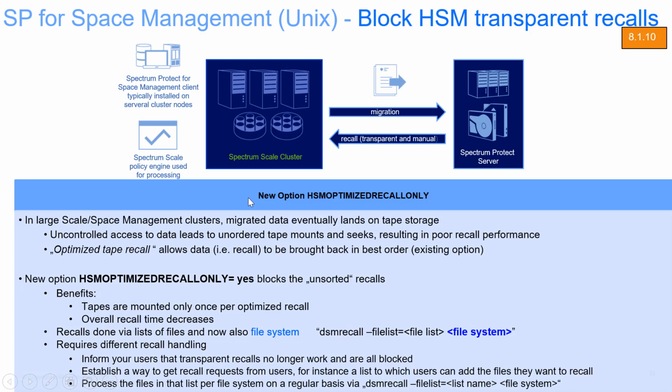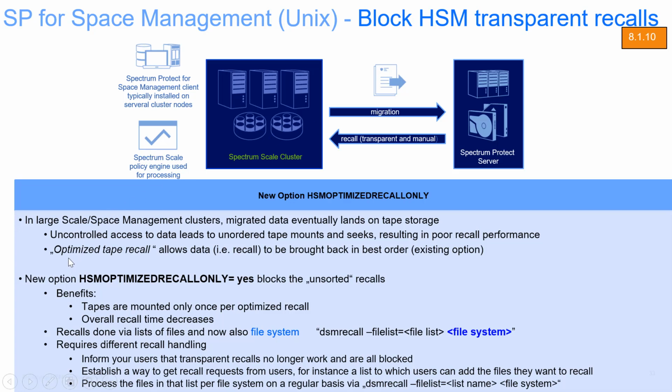In Spectrum Protect for Space Management, which is our Unix-based HSM, we now have the ability to block HSM transparent recalls. So what does this mean? In large-scale environments where customers have migrated a lot of data out to Spectrum Protect and left in place these little stub files, if users started to access a lot of these stub files in an uncontrolled manner, that could lead to a lot of tape mounts on the Spectrum Protect side, and that would result in really poor performance.